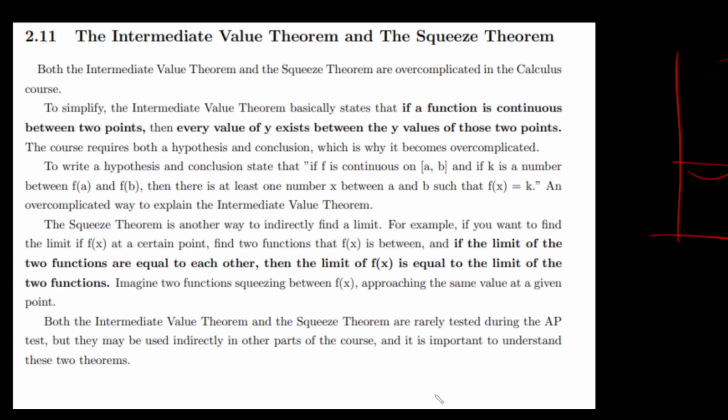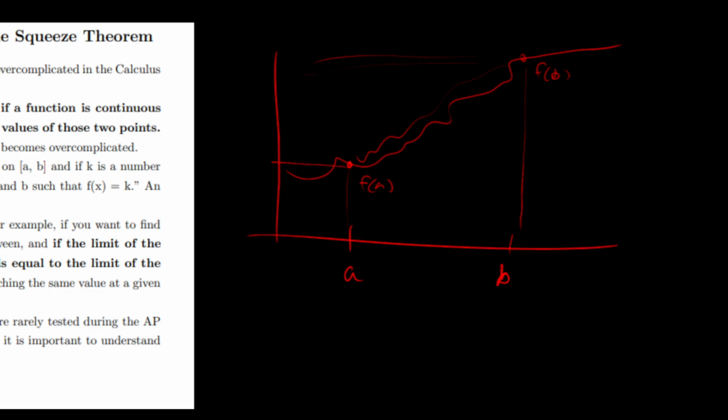They just tend to overcomplicate it because you need to write a hypothesis and conclusion that states, I'll read it out. It says, if f is continuous on the range A to B, and if k is a number between f of A and f of B, then there's at least one number x between A and B such that f of x is equal to k. That's what they want you to write out. But do you see how if you are learning it based off that explanation, that's so hard to process? But it makes perfectly logical sense when you put it down like this, right?